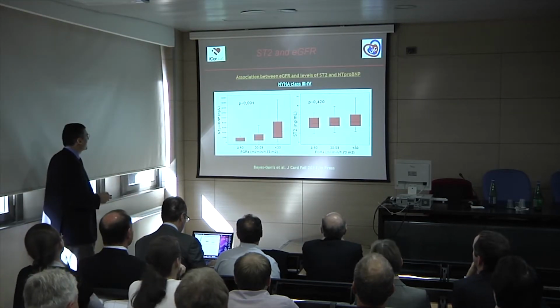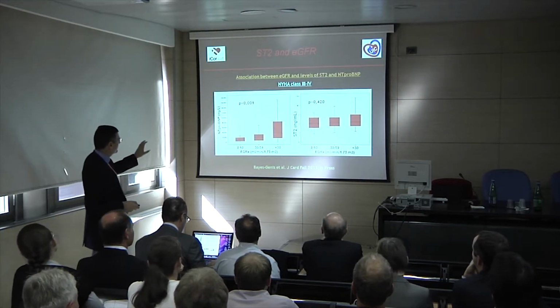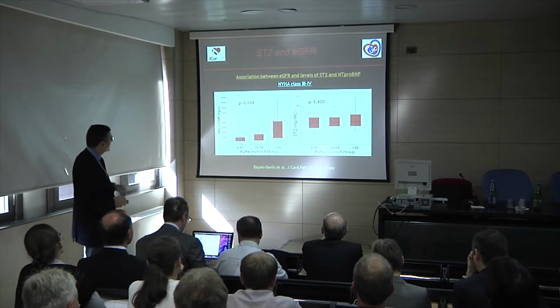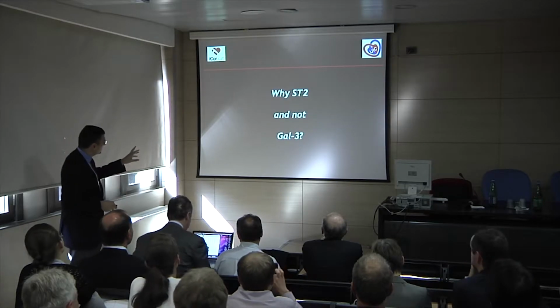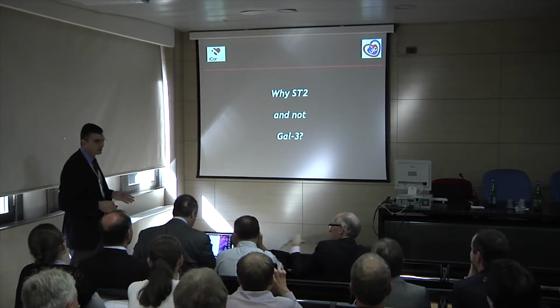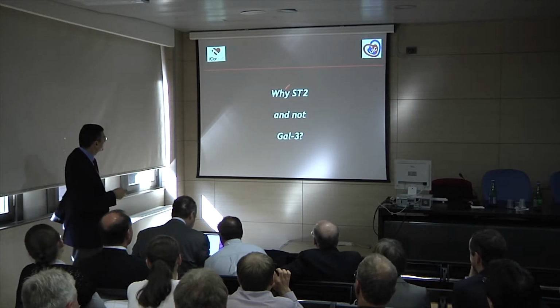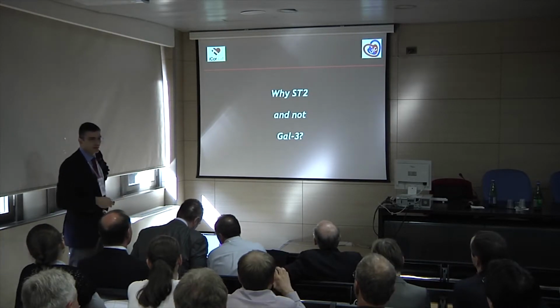So it's good. We have a marker of fibrosis that's quite stable in this comorbidity that's very frequent in heart failure. Why ST2 and not GAL3? If we're measuring fibrosis, why do we measure ST2 and not GAL3 in our calculator?